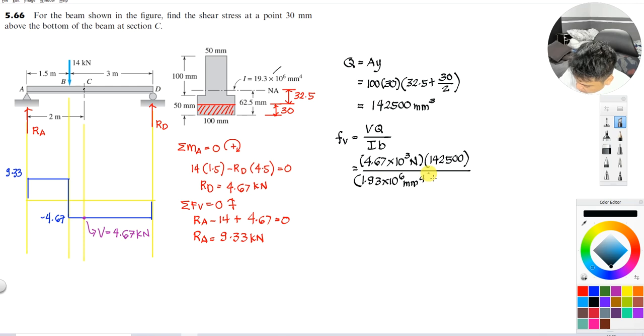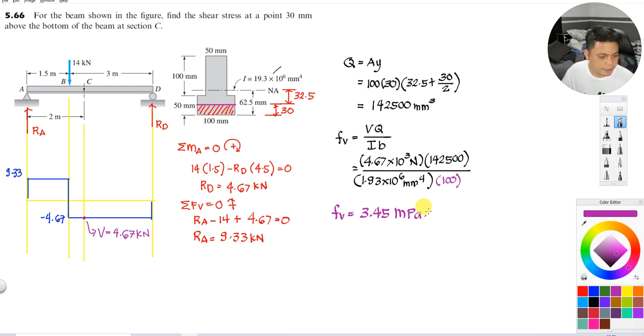How about the B? So, syempre, kung saan mo kinat, dito mo siya kinat. So, ang B mo doon is 100. Okay, so multiply natin by 100. So, you can now have the FV equal to 4.67 times 10 to the 3 times 142,500 all over 1.93 times 10 to the 6 multiplied by 100. Okay, so you can have it as 3.45. Again, you can have it as in mega Pascal. Okay, so that's it for this problem.